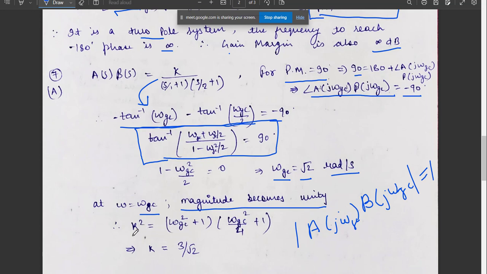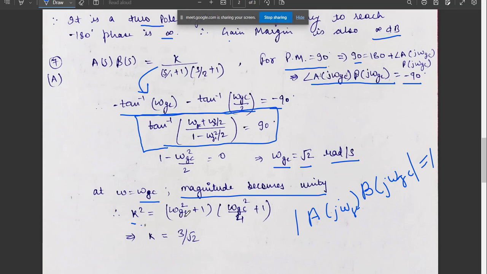We'll put this value here, and we'll square it, and we get something like K square is equal to omega gc square plus 1 into omega gc square by 4 plus 1. So the value of K, we already know the value of omega gc, we'll put it here, and we get the value of K, which is equal to 3 upon root 2. Any doubt till here?